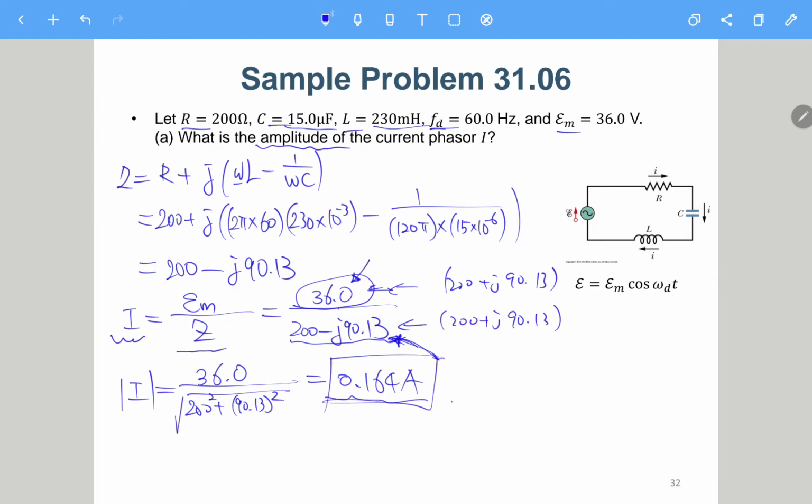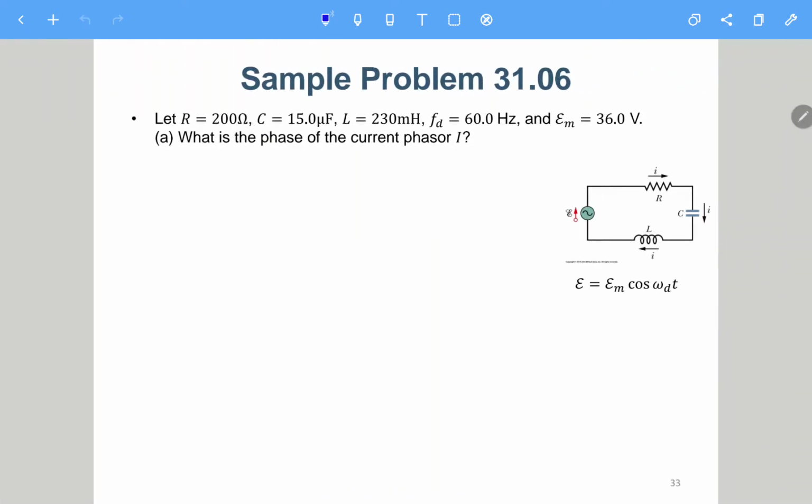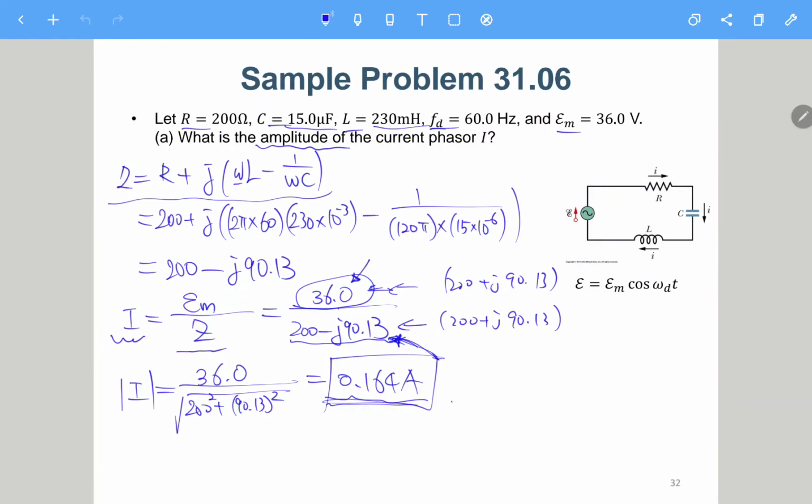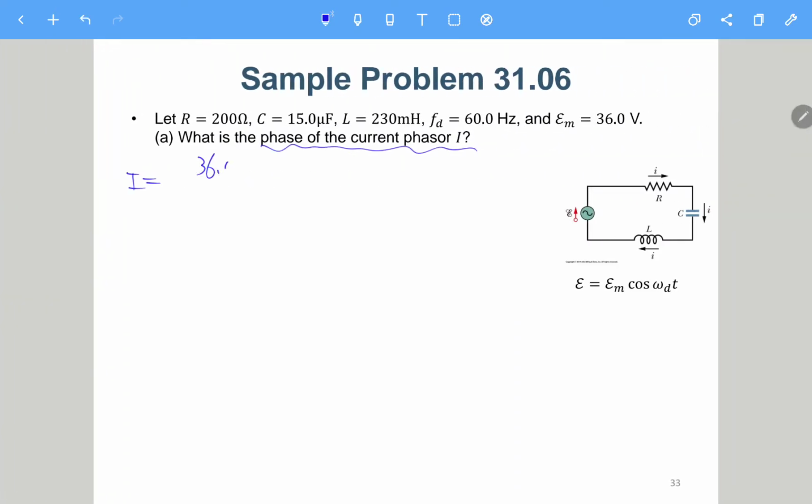So you don't need to write the ODE like that. You just need to calculate the impedance, and then you can find out the amplitude of the current quickly, and also the phase. For part B, it asks you what is the phase of the current phasor. So just now we have I to be this one, 36.0 over 200 minus J 90.13.